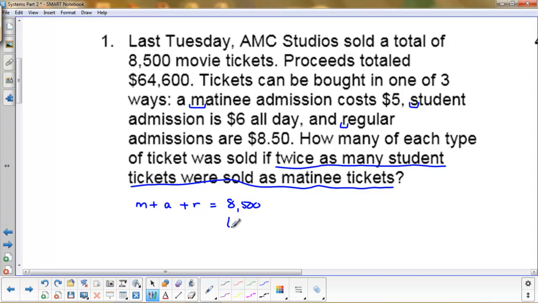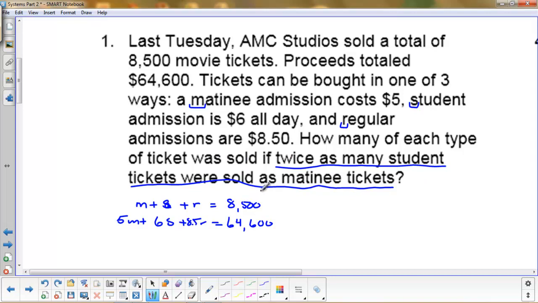Now we're talking money, because the value of those tickets being sold was $64,600. We need to put the value of each ticket on our particular variables. So this is going to be 5M plus 6, and I told you S, I'm sorry, I wrote that differently in my notes. So we'll just go back to what I said there. And that's going to be 6S plus 8.5R.